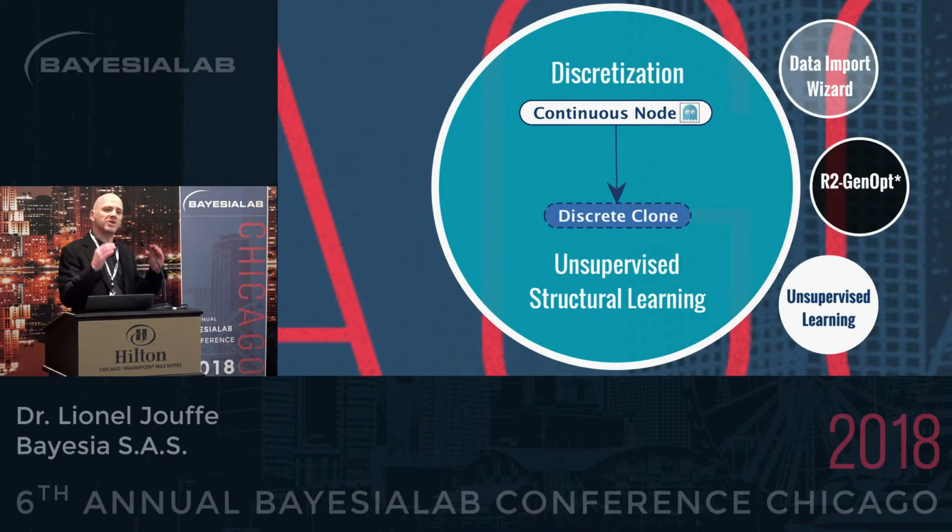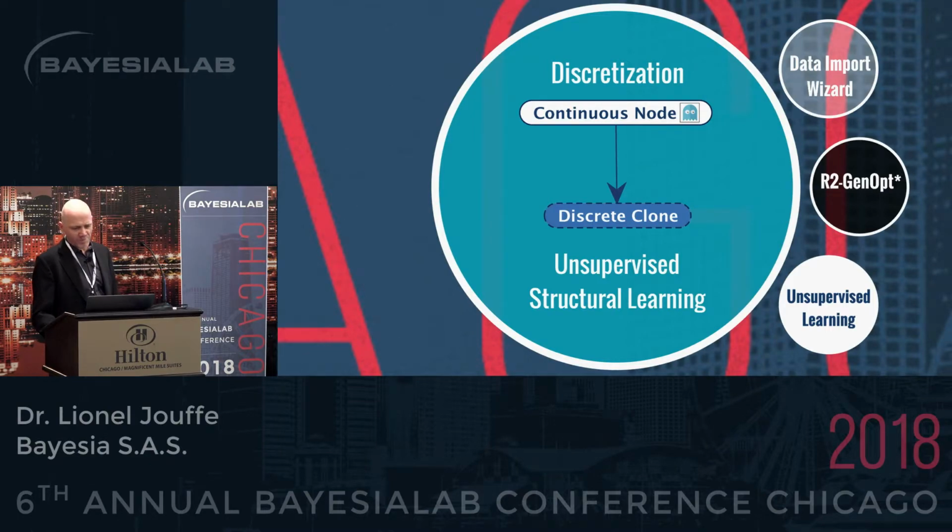So we have the continuous node that is hidden, as you can see with the ghost here. So we don't have it directly in BayesiaLab, and we have to create a discrete representation of this node, right? This is what I call the discrete clone. It's like creating a hidden variable, a latent one, and then we have to choose how many states we are going to have for this node and so on.